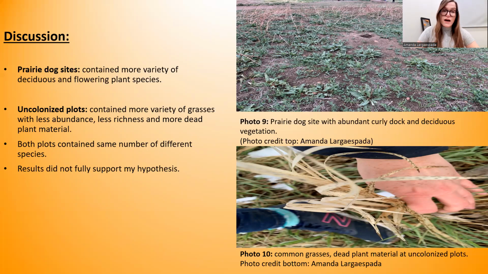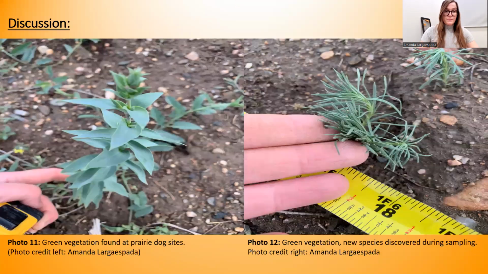As we see in photo 9, the vegetation is much more green in the prairie dog plots with the abundance of curly dock and deciduous vegetation, compared to photo 9 at the bottom here, which was one of the common grasses observed in the uncolonized plots. And as you can see, it's a little bit brownish, and a dead plant material observation was seen in the uncolonized plots. Just to show you a little bit more, photos 11 and 12 are different plant species that I found in the prairie dog sites as well.